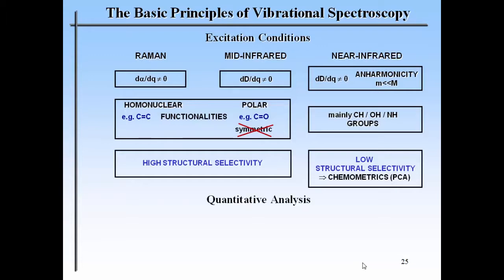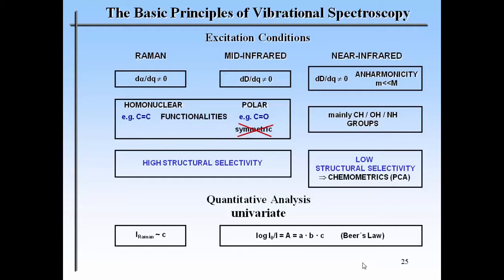Quantitative analysis: for mid and near infrared, Beer's law. In Raman, you have a direct proportionality between the intensity and the concentration. And by intensity, I mean either the peak height of such a signal or the peak area of a signal in the Raman or infrared.